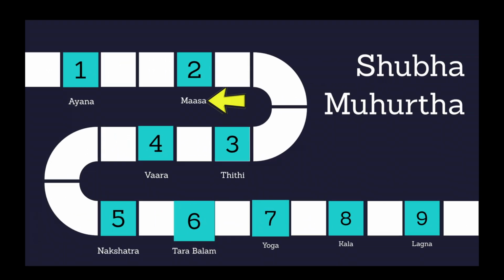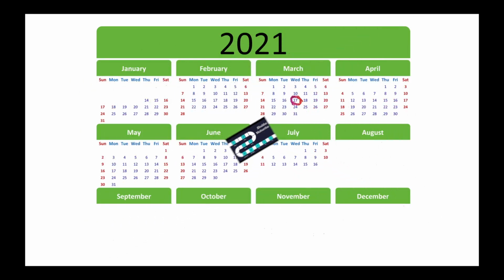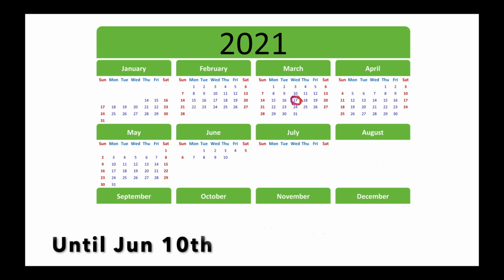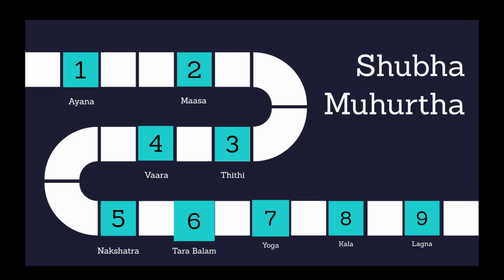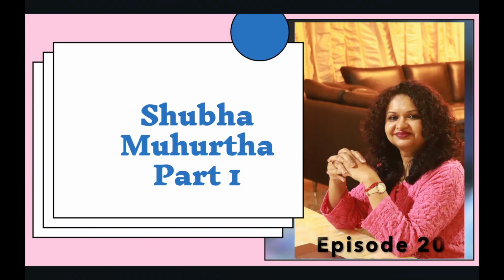Moving on, the second step is to choose the favorable month as per the Panchangam. So for instance, if I see from today, that is March 17th, till the end of Uttarayana, July 16th this year, the months to avoid are Jeshta and Ashadha. Hence, the favorable months are until June 10th, 2021. These first two steps have been explained in detail in episode 20.